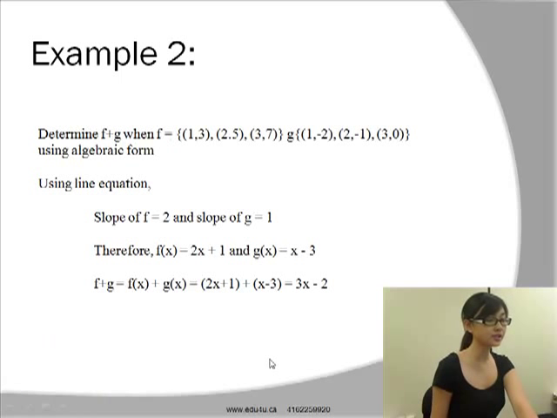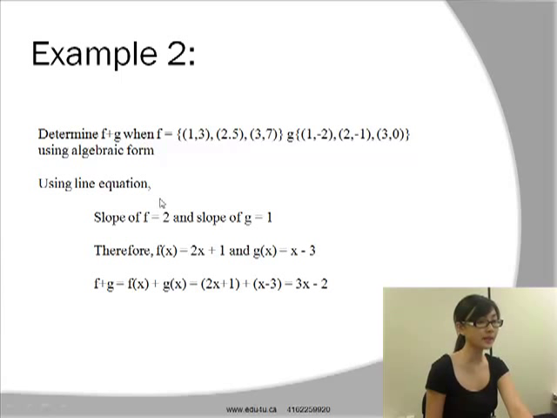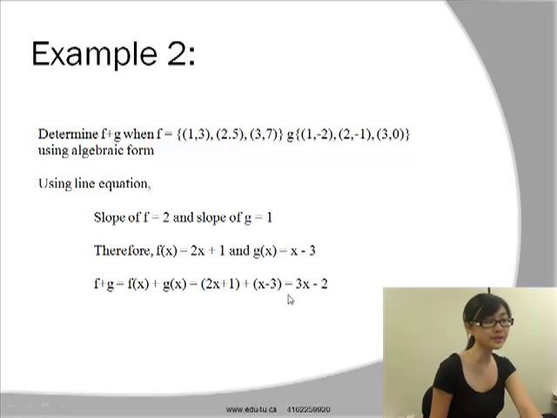Let's take a look at example 2 from your learning resources. Determine f plus g when f is equal to these 3 points and g is equal to these 3 points in algebraic form. Using the line equation of y2 minus y1 divided by x2 minus x1, we find out that the slope of f is 2 and the slope of g is 1. Therefore, f of x equals 2x plus 1 and g of x equals x minus 3. So f plus g of x will be equal to 2x plus 1 plus x minus 3. That will give us 3x minus 2, and that will be the final answer.